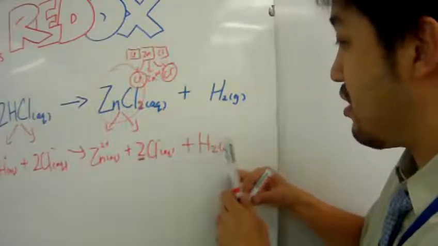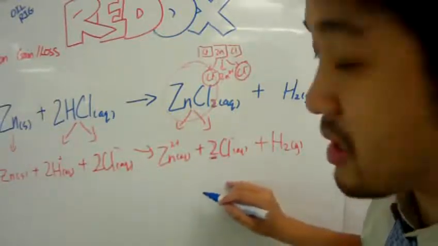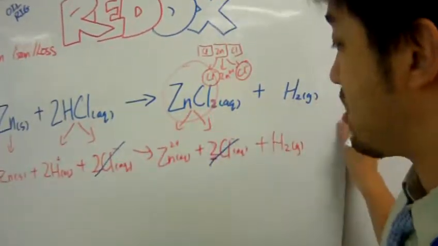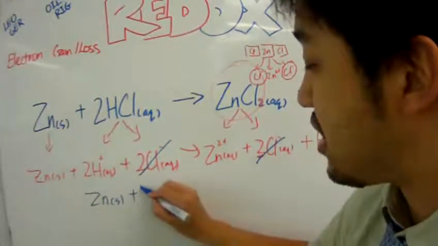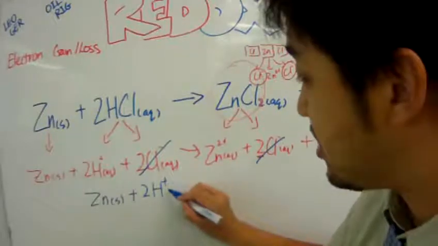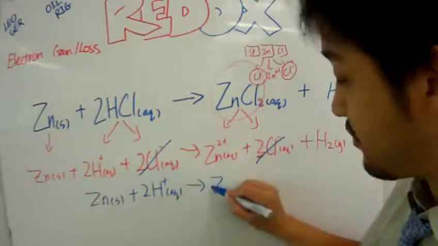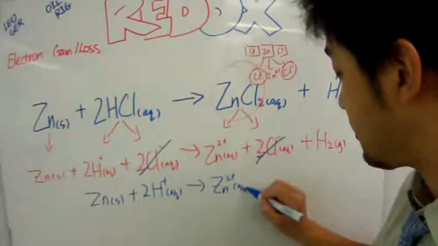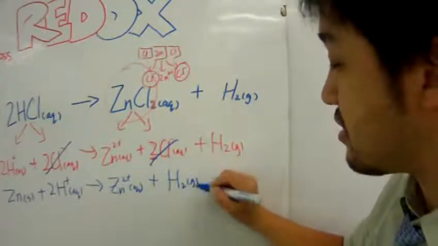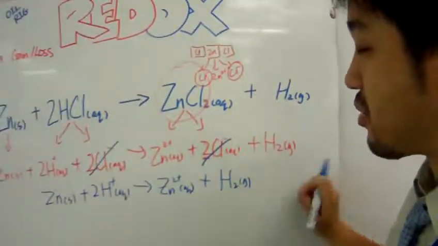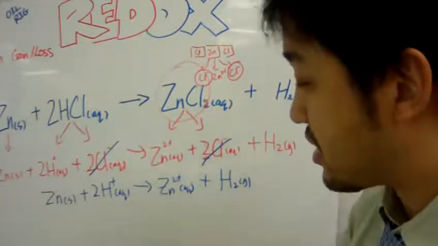Fantastic. Now, looking at this equation, immediately you can determine that the spectator ions are the chlorides. And so this is what happens. You have your ionic equation to be zinc plus 2 hydrogen ions, or protons, forming a zinc ion and hydrogen gas. And so looking at this equation, you can determine that something is oxidizing and something is reducing.